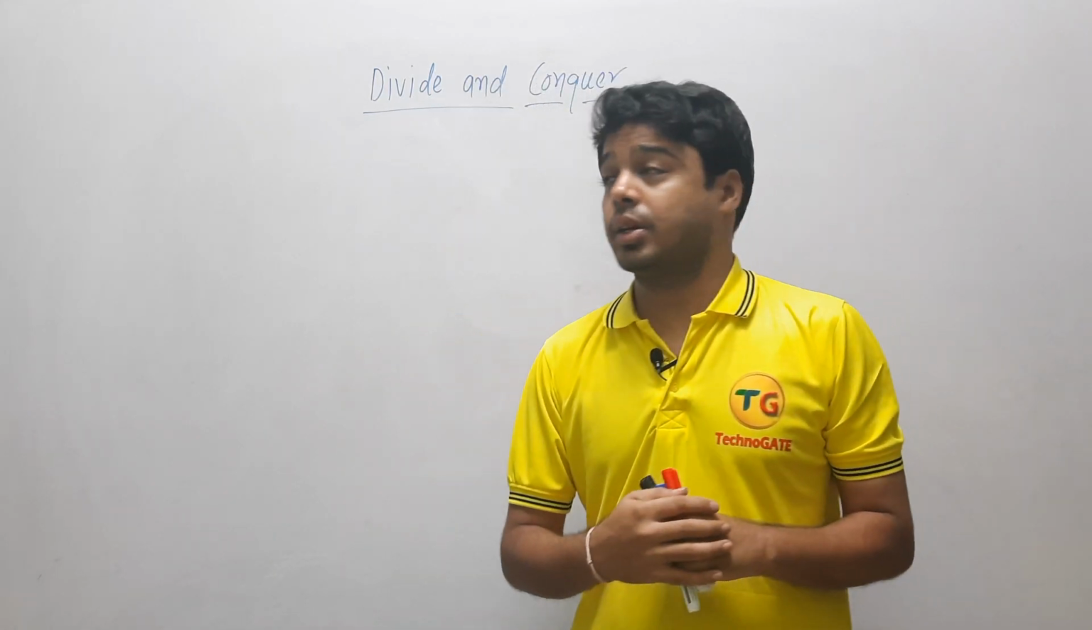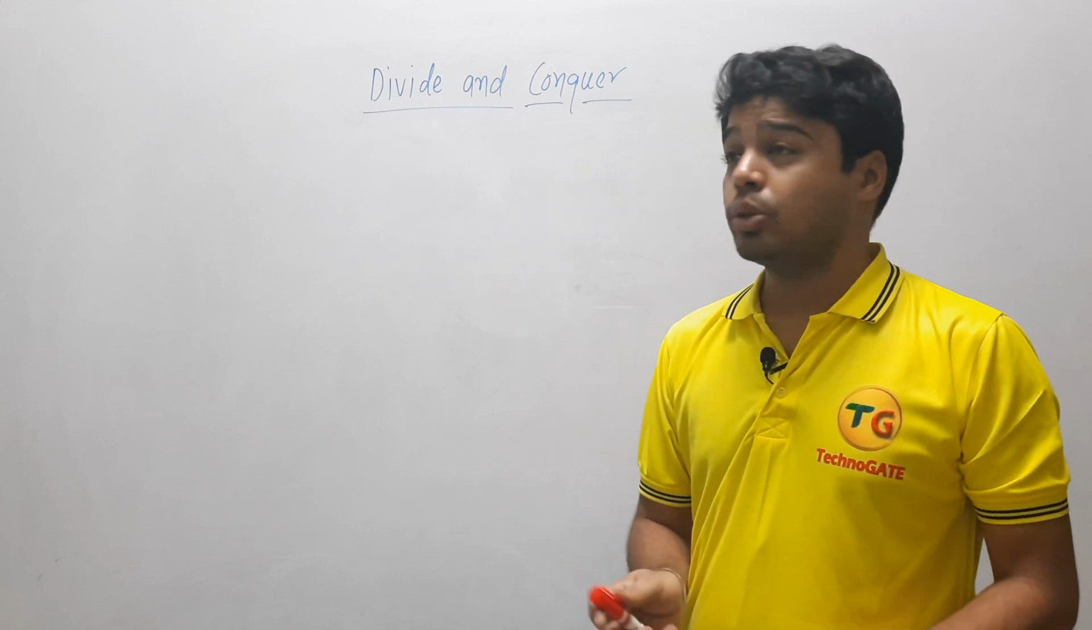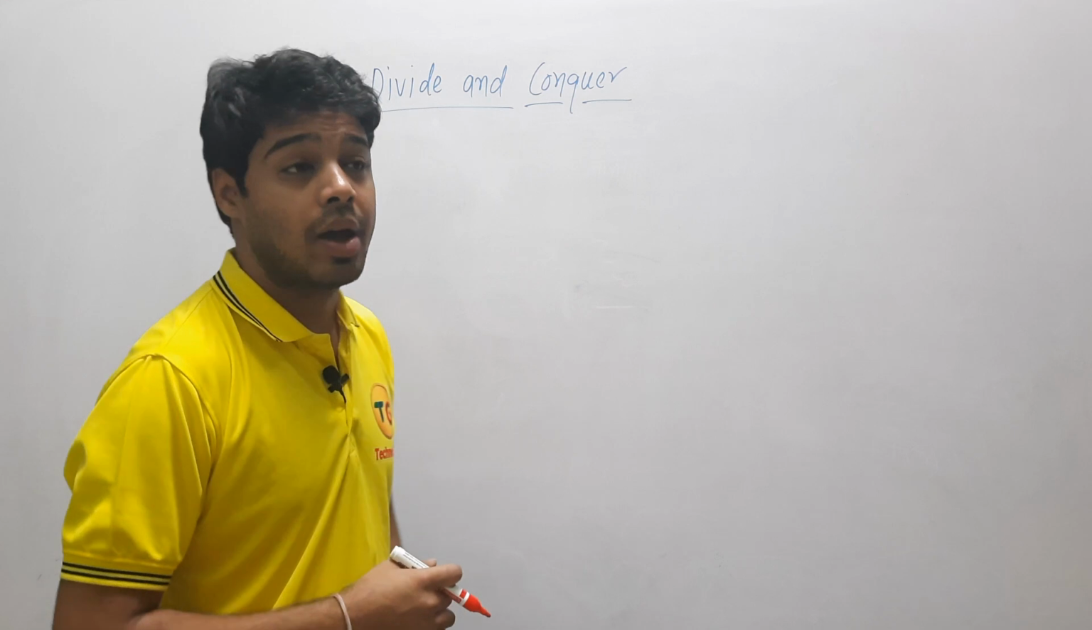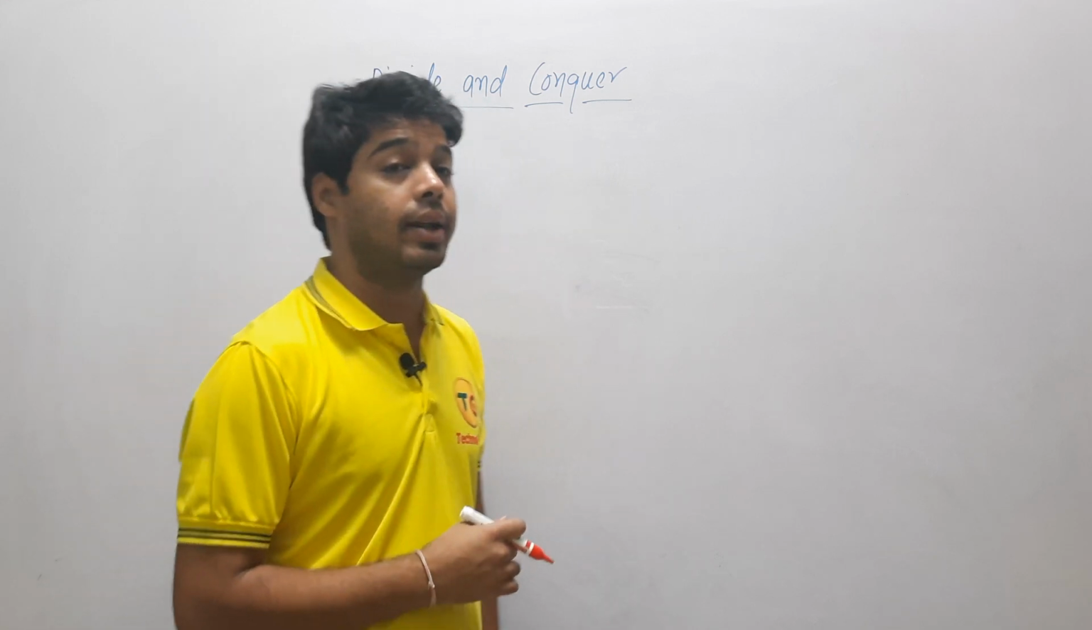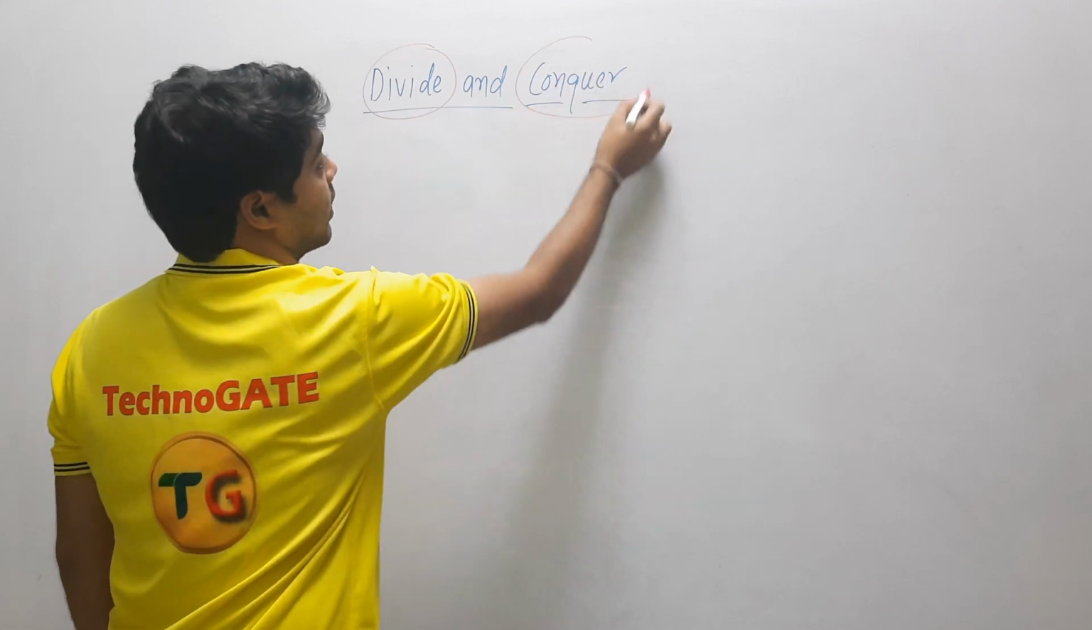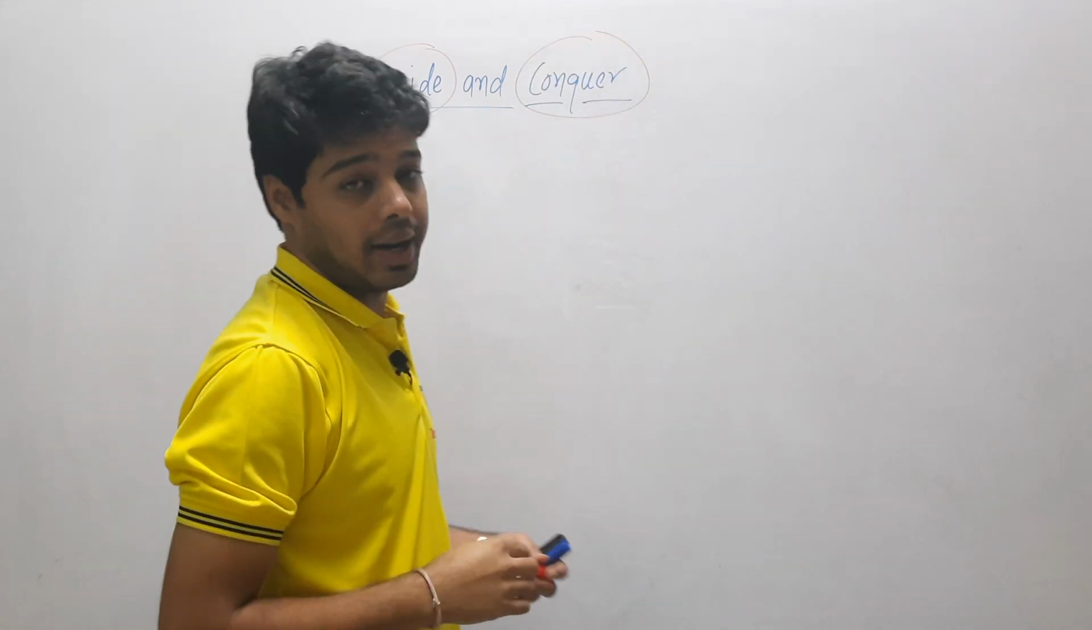So today I'm going to discuss divide and conquer. Okay, so how does divide and conquer work here? What is the time complexity in divide and conquer? There are two terms here, divide and conquer. So what is the meaning of divide and conquer here?